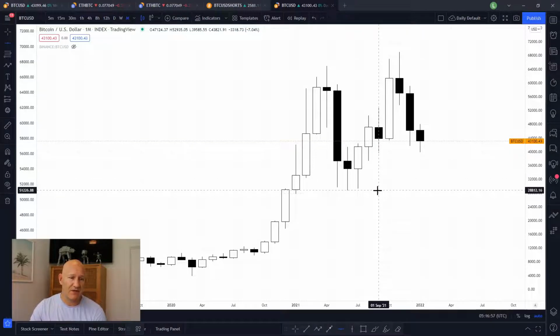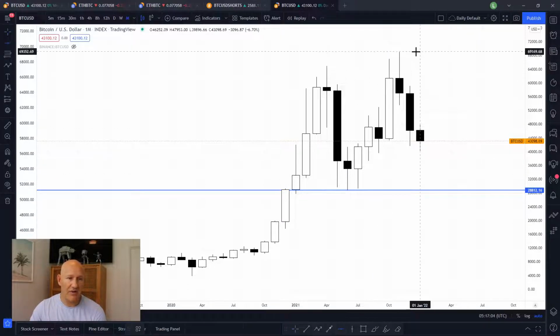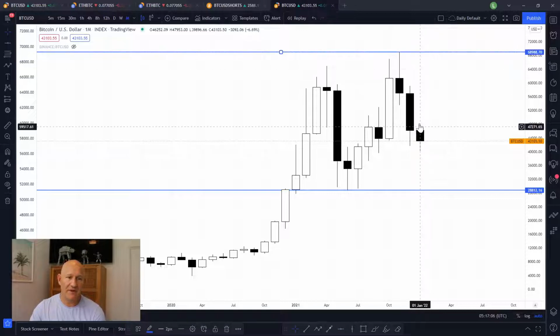So if we look at the bottom here, we've got this previous low. And if we come back up, our all-time high was up here. So we can see already we're creating a range. What we're trying to do is narrow down the market picture of where we think price might go in the near to medium term.